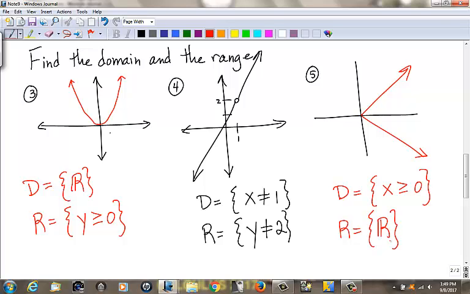So you ought to be able to look at a graph and say, what's the domain, what's the range. When you do the domain, you're going left to right. When you do the range, you're going from the bottom up. Okay?